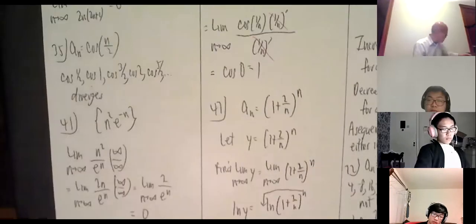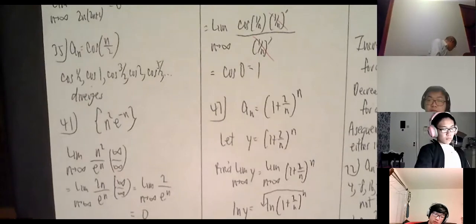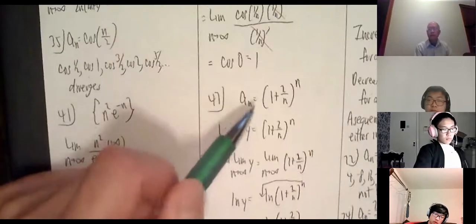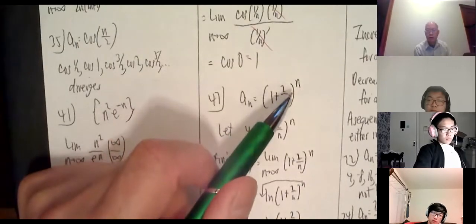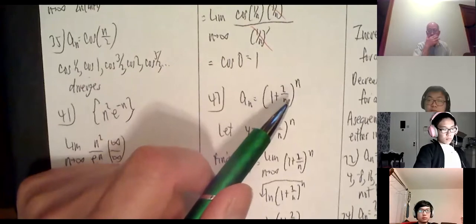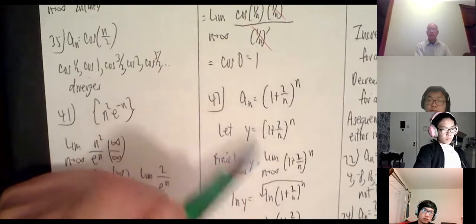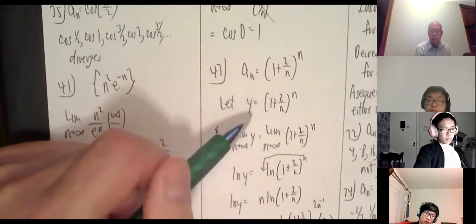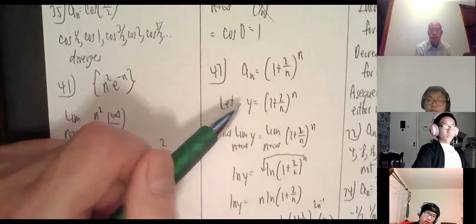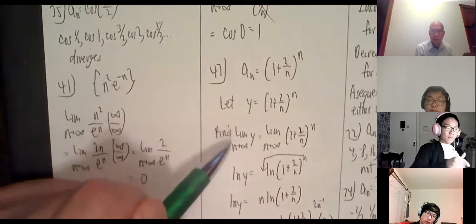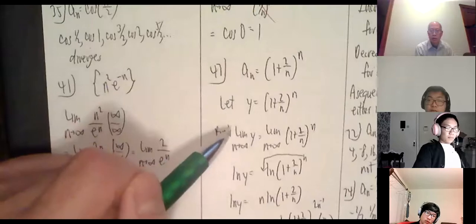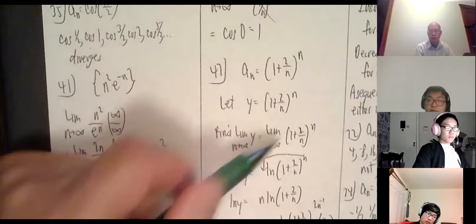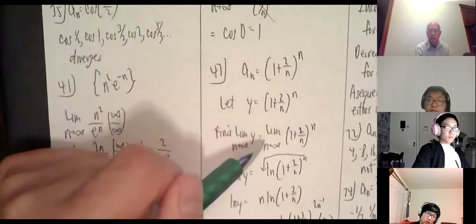Okay, 47. Let me see if it matches this one. Yeah, this one even matches. A sub n is 1 plus 2 over n, to the n power. You have to do a little trick for this one. First, I'm going to let y be 1 plus 2 over n to the n. So I'm really trying to find the limit as n approaches infinity of a sub n, or the limit as n approaches infinity of y, the limit as n approaches infinity of 1 plus 2 over n to the n.